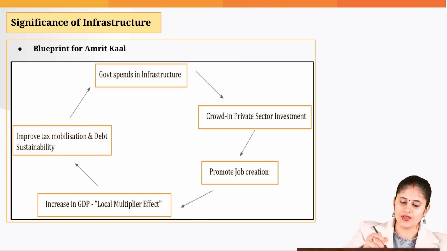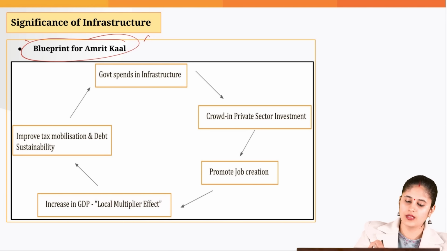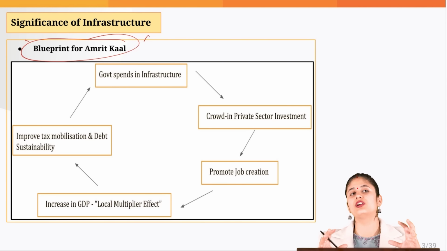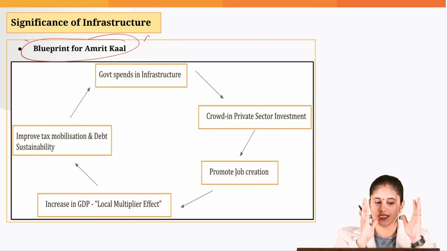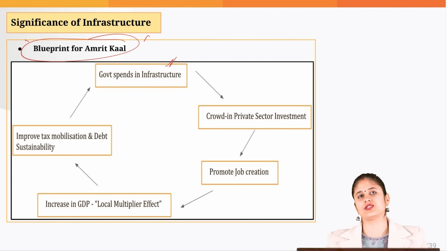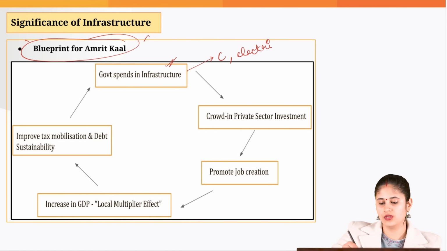According to the Economic Survey, investing in infrastructure is important because it creates a blueprint for Amrit Kaal, okay, realizing the idea of Viksit Bharat by 2047. Why does the Economic Survey say that it is a blueprint for Amrit Kaal? Because when the government invests in infrastructure, it would lead to the creation of job opportunities in sectors like construction. It would create job opportunities in the electricity sector, etc.